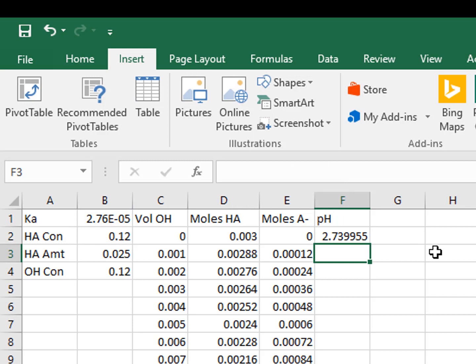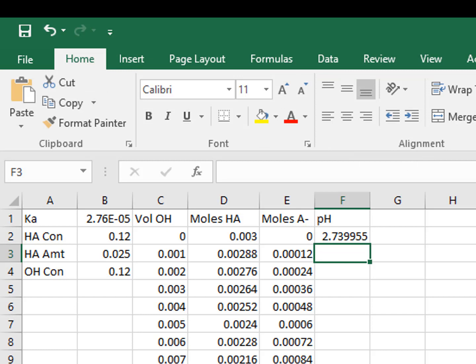When I put that in there, I get 2.739995, and that is just way too many significant figures. So if I click here on the Home tab, and I click this button here, I want to go back. So I really only have 2 significant figures past the decimal point. Okay, so that's how we get the initial pH. It's going to be different for all the ones going on after that. All right?